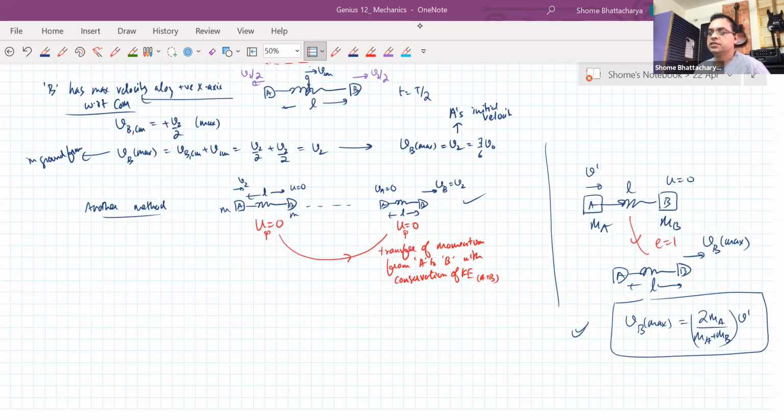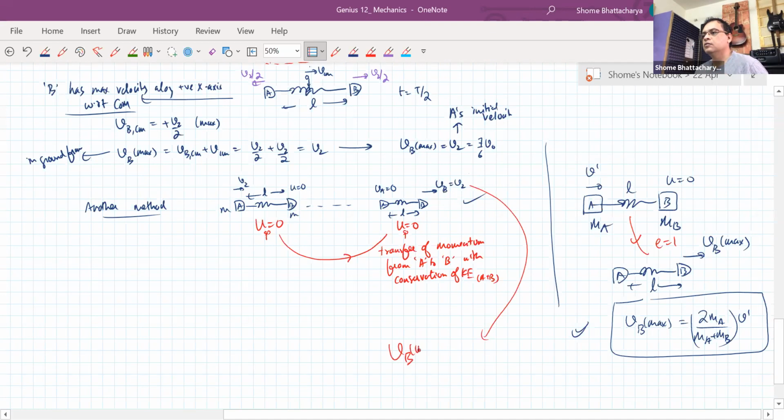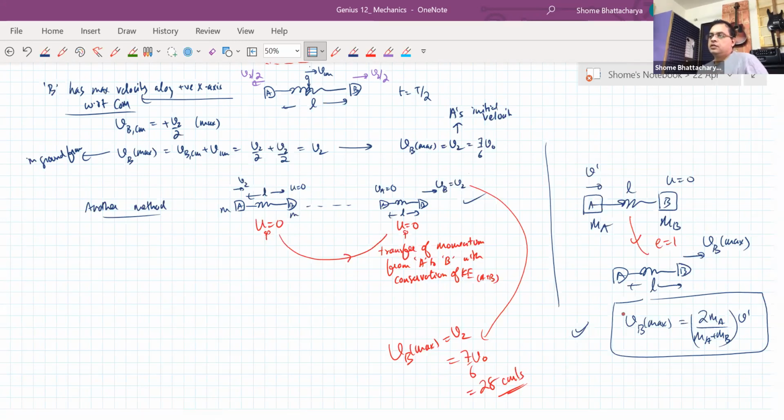Yes, so that is correct. It will be 7 by 6 V naught, so that will be 28 only. So in this case, the final conclusion we are coming to is that VB's maximum value is V2 only, which was equal to our 7 by 6 V naught, which was equal to 28 centimeters per second, which was the initial velocity of A. Okay, so hope both the methods are clear to all of you.